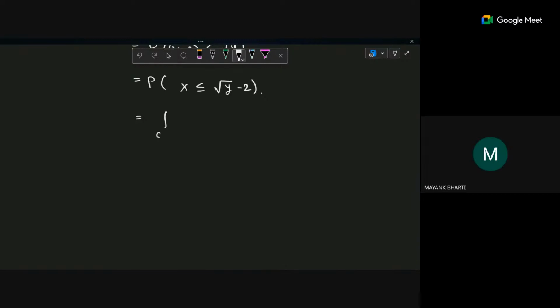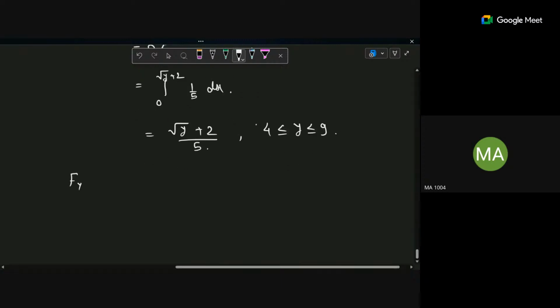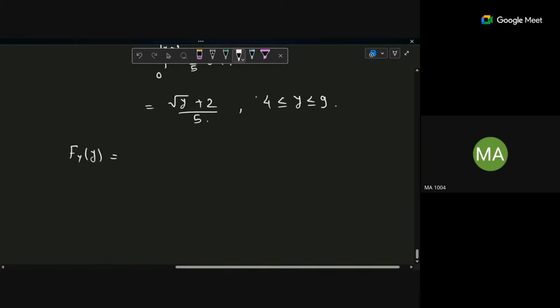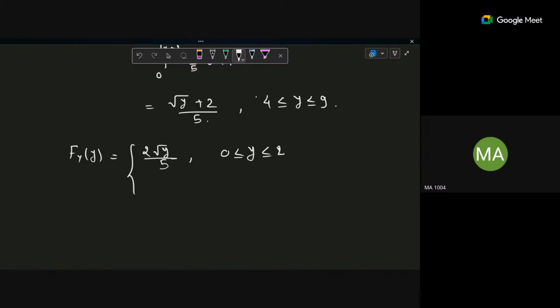So it will be root y plus 2. Yes, it's a plus 2. Square root y plus 2, 1 by 5 dx, and that will be nothing but (square root y plus 2) divided by 5. So that's our CDF for y ranging between 4 to 9. In final, the CDF of y is 2 square root y by 5 whenever y is ranging between 0 to 4, and (2 plus square root y) divided by 5 when y is lying between 4 to 9.